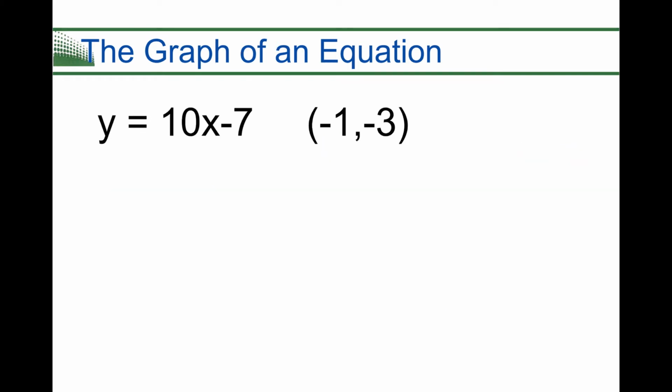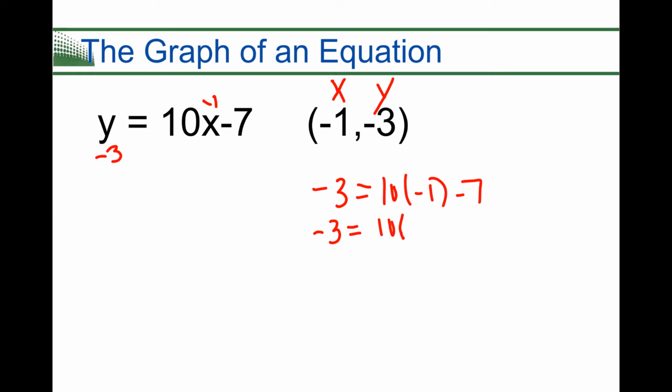Same equation, let's try it again. This time we're going to use -1 for the x and -3 for the y. So again, you're going to put -1 in for your x and -3 in for your y and see what happens. So -3 equals 10 times -1 minus 7. Whoop, let me erase that.